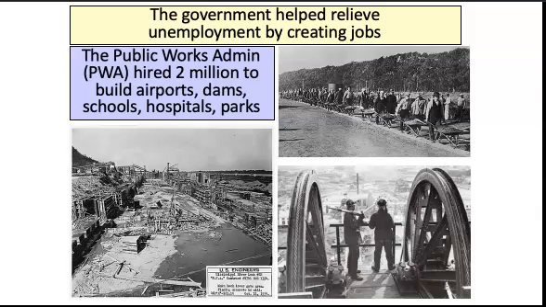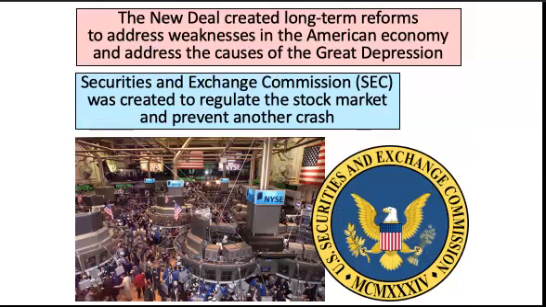the PWA. They hired more than 2 million Americans to build airports, dams, schools, hospitals, and parks. They funded construction of more than 34,000 projects. They even built aircraft carriers, and 70% of the new schools and one-third of the hospitals built at the time were built by the PWA.